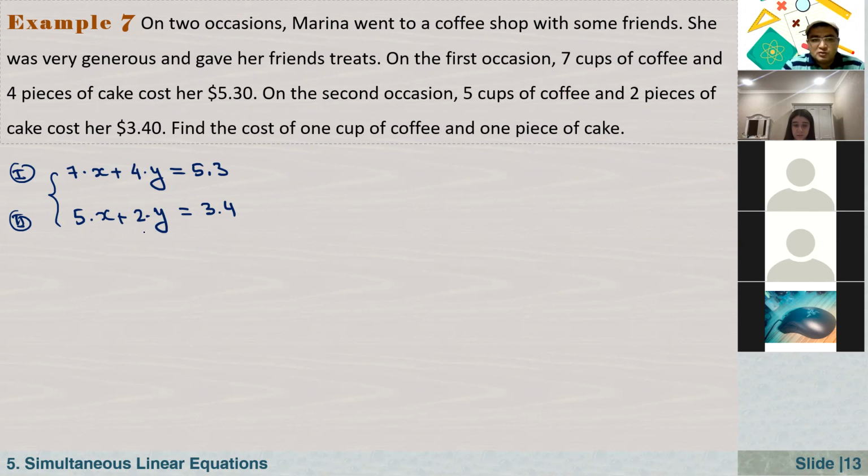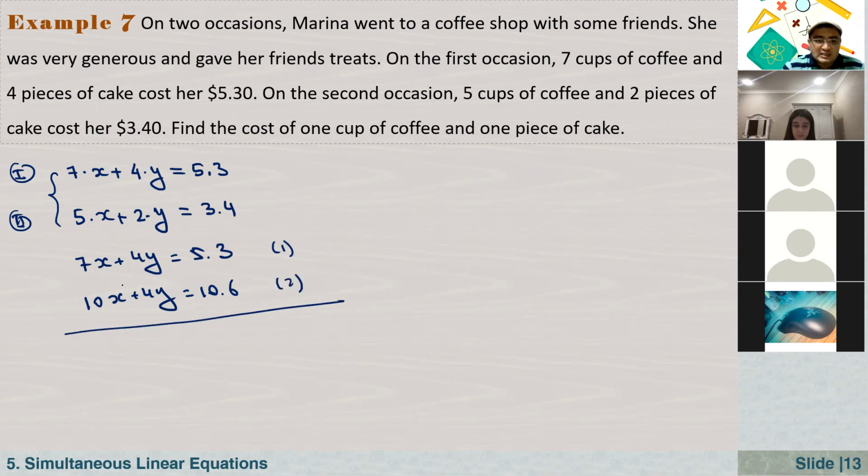If you multiply the first equation by 2, now I have here 7x plus 4y is equal to 5.3. And the second one multiplied by 2, it is 10x plus 4y. 2 times 5.3, it is 10.6. That is our first equation, and this is our second equation. Now, if I subtract the first equation from the second one, 10 minus 7 is equal to 3x. 4 minus 4 is equal to 0. 10.6 minus 5.3, that's equal to 5 point, what?